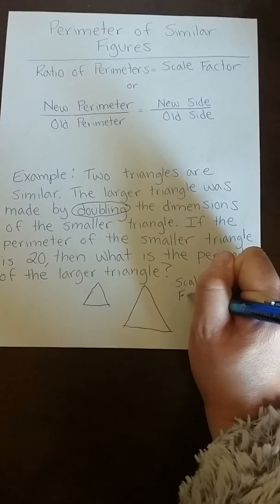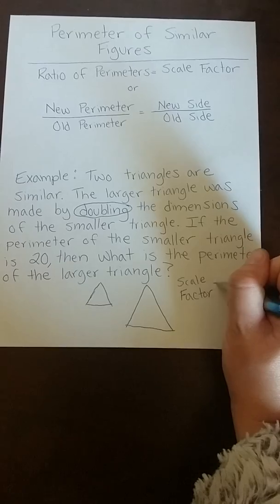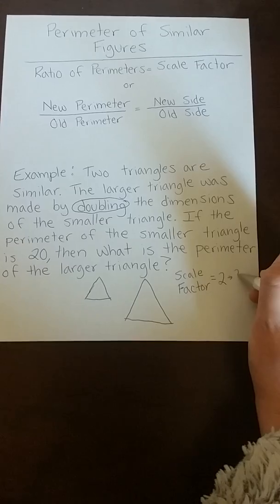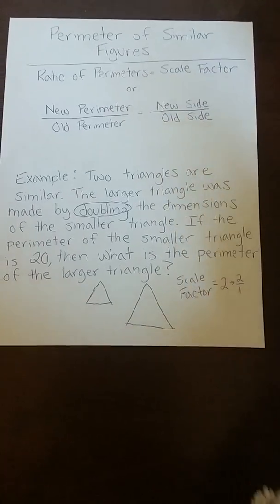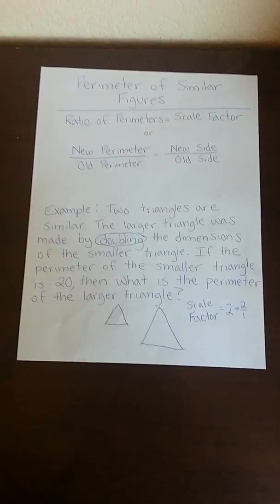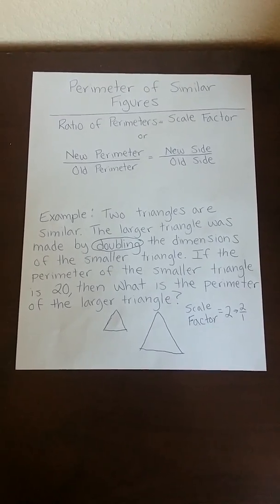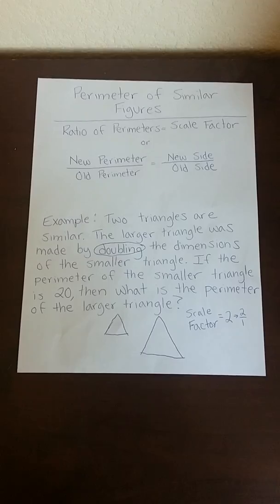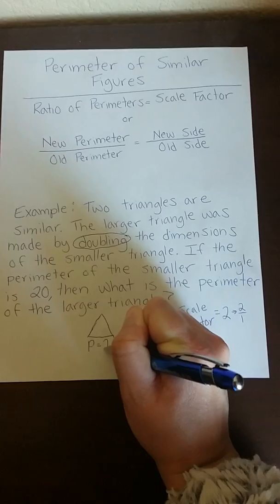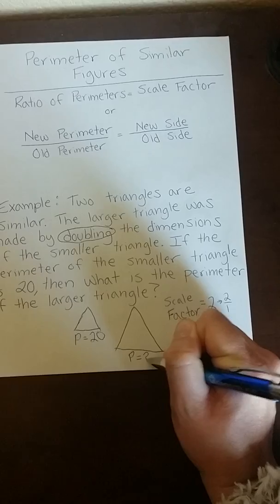Whenever it says what you're multiplying one shape by to get to the other shape, that's scale factor. So if it said it's tripling or it's being multiplied by 3, then your scale factor would be 3. If it said it's being multiplied by 5, your scale factor would be 5. So in this case, since we're doubling, that's the same as multiplying by 2, so our scale factor is 2. Now it's also giving us the perimeter of the smaller triangle. So this smaller triangle, the perimeter is 20, and this larger triangle, I don't know the perimeter.